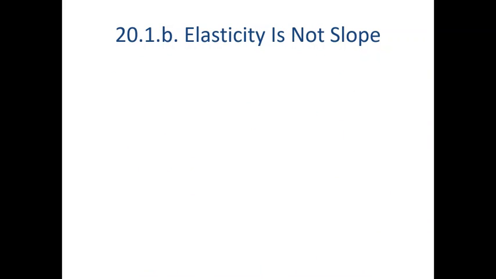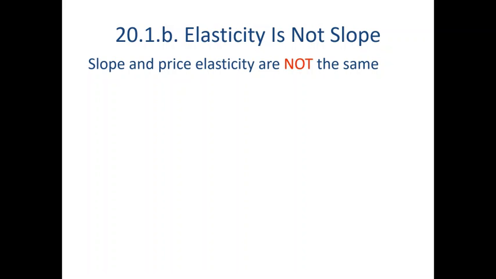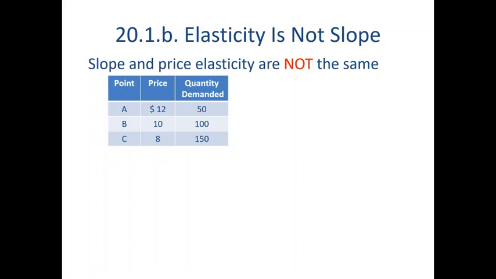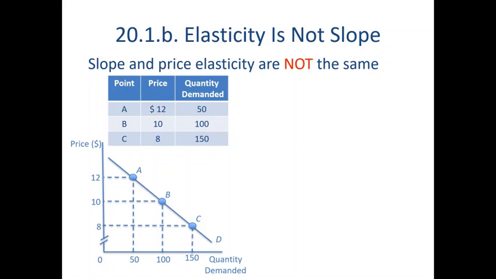Are elasticity and slope the same? Actually, they're not, but how can we prove it? Let's take demand in a table form. We have points A, B, and C, and we have the price and quantity demanded at each point. If we show it graphically, we have points A, B, and C, and we have the coordinates of each point according to the table. So here we have our demand curve.